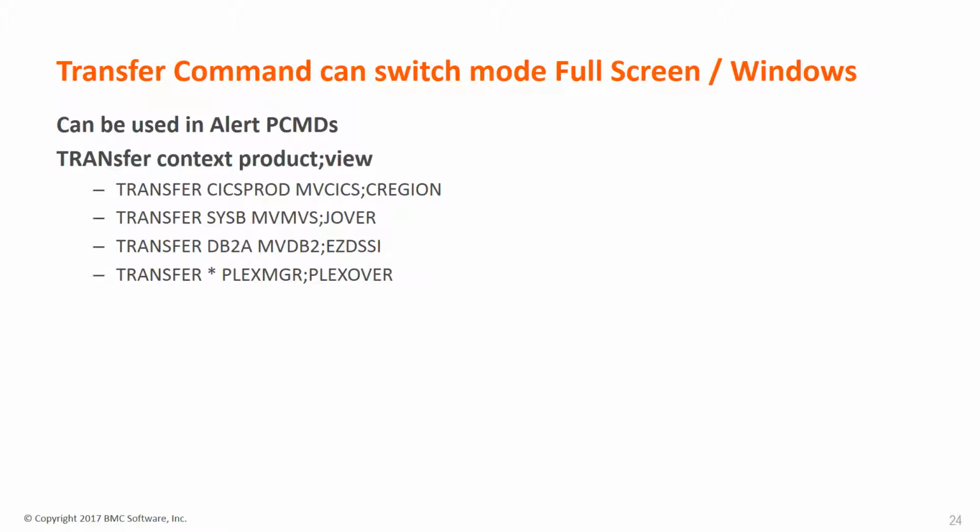You can also use the transfer command to switch between full screen mode and Windows mode. It also can be specified in the alerts embedded in there so that when you select an alert, it'll transfer you directly to a display of your choosing. Here's an example of the transfer command. Essentially, it is TRANSFER, space, the context or the target sheet you want to see, space, the product name that you want to go to, and then a semicolon, and then the view you want to see initially within that product.